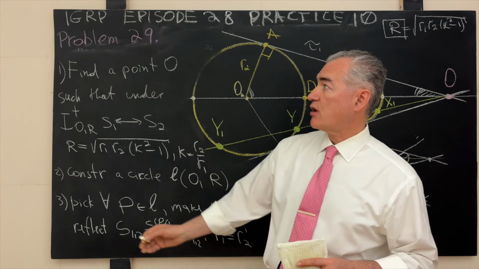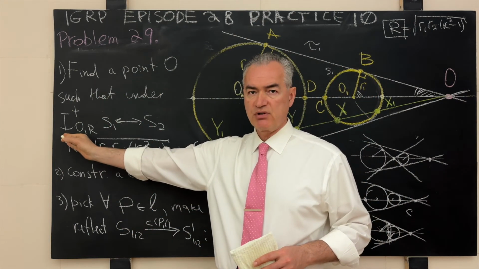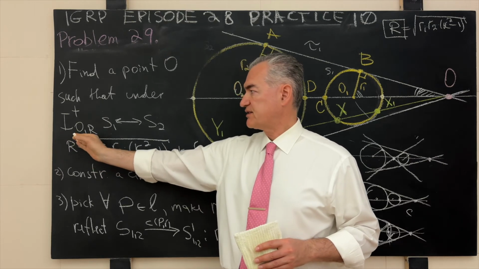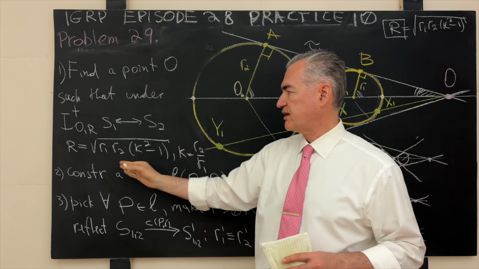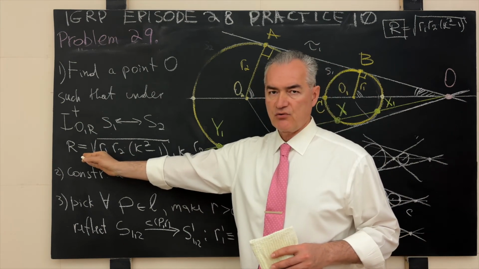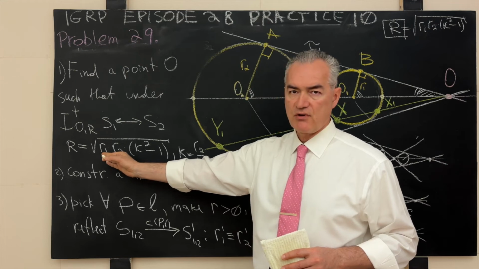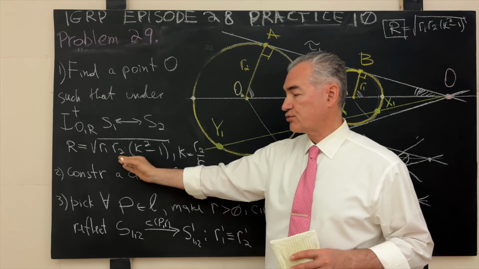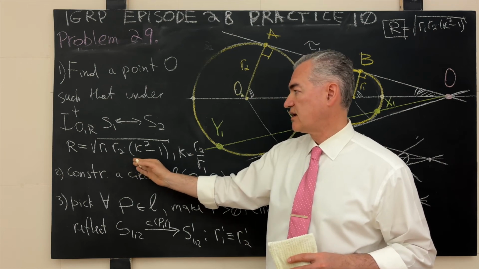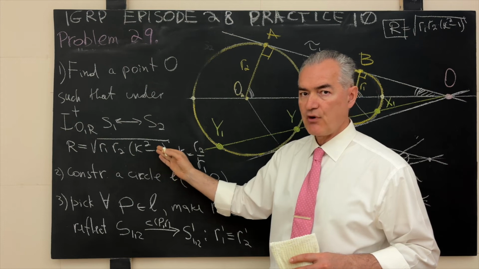As step number 1, we want to find a point O such that under the inversion of the plane with positive power, centered at the point O with the radius R that is shown over here, the magnitude of the radius of inversion is equal to the square root of the product of the length of the radius of the input circle R1, the length of the radius of the input circle R2, times the difference of squares as follows: K squared minus 1.